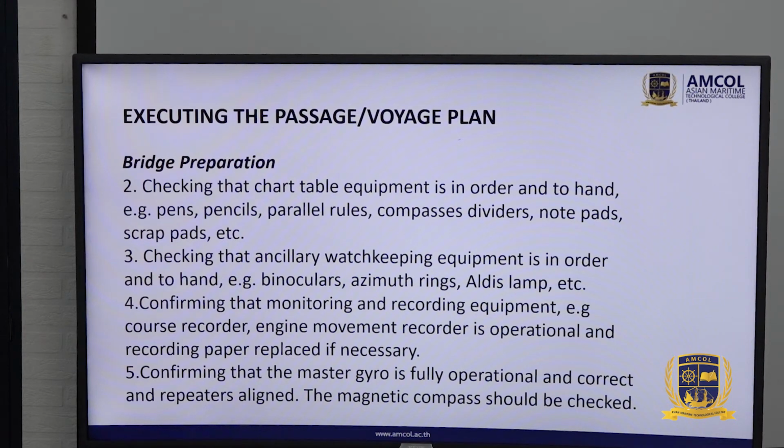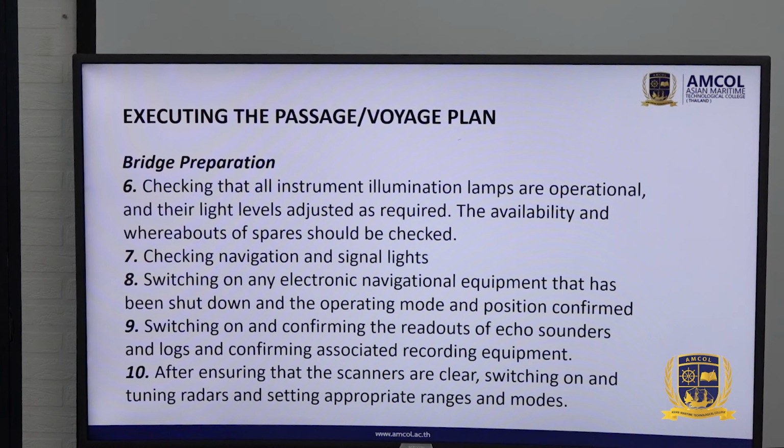Checking, monitoring and recording equipment, for example course recorder, engine movement book, etc., should be available. Confirming that the gyro is fully operational and the error is correct, and it's not showing something abnormal. Checking the instrument illumination, like sometimes you'll see that the tachometer light is not working or the rudder angle light is not working. Make sure these are all okay.